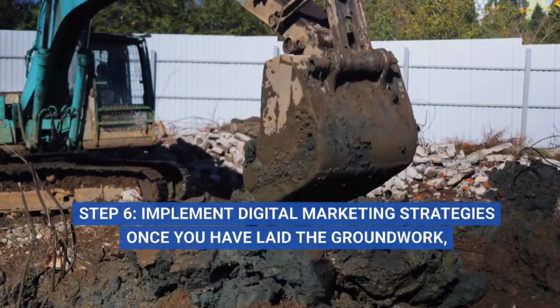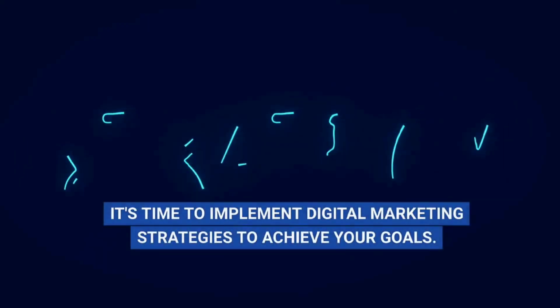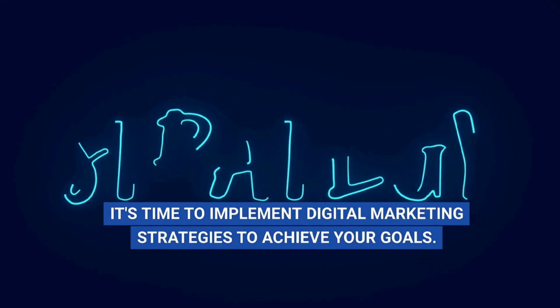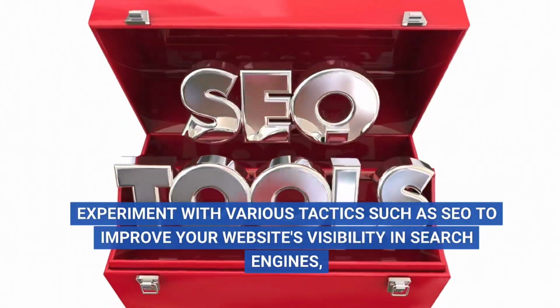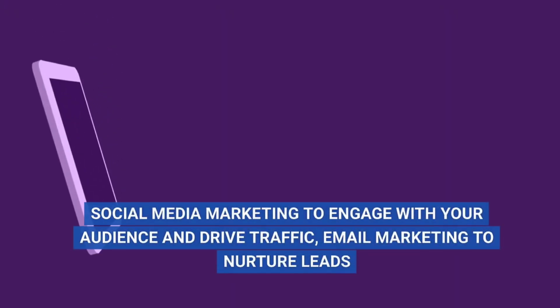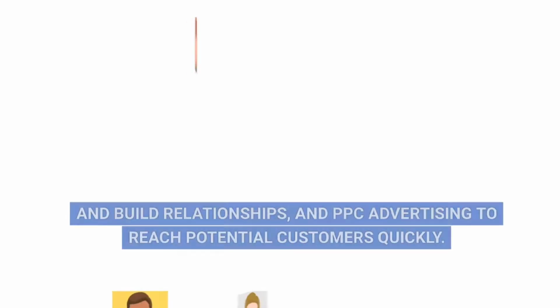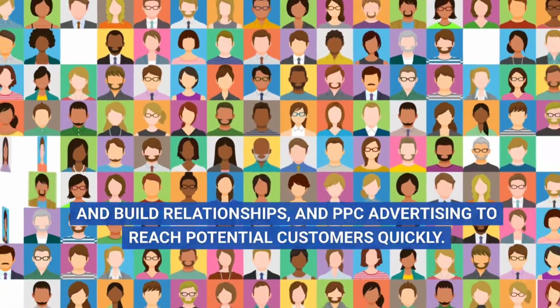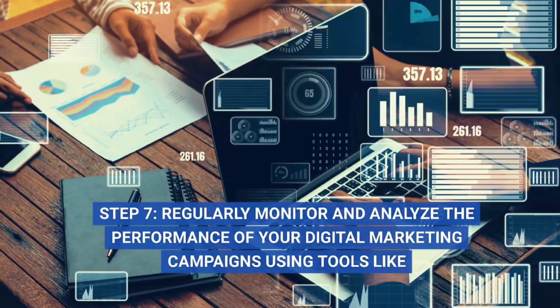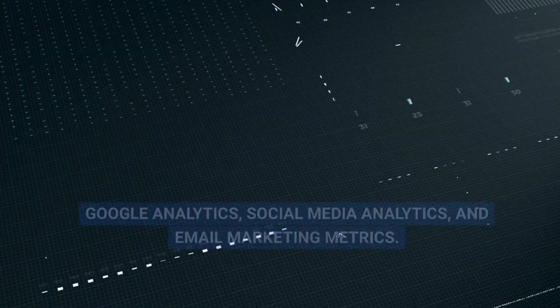Step 6. Implement digital marketing strategies. Once you have laid the groundwork, it's time to implement digital marketing strategies to achieve your goals. Experiment with various tactics such as SEO to improve your website's visibility in search engines, social media marketing to engage with your audience and drive traffic, email marketing to nurture leads and build relationships, and PPC advertising to reach potential customers quickly.